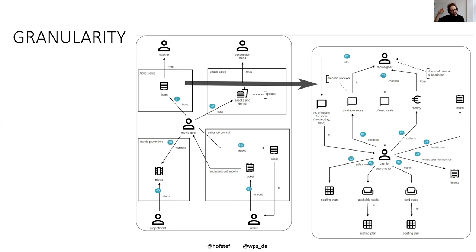But of course we can dig deeper. So the third step, the moviegoer buys tickets from the cashier, we can actually tell a whole domain story, possibly even several, about buying a ticket. That's what you see on the right side. Now we have a process with much more detail where you choose a seat, there's a seating plan, there's money that you need to pay, and then finally you get your ticket. So you see the different levels of granularity. The first one is on a very high level.